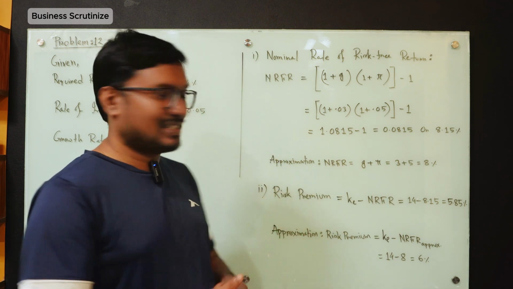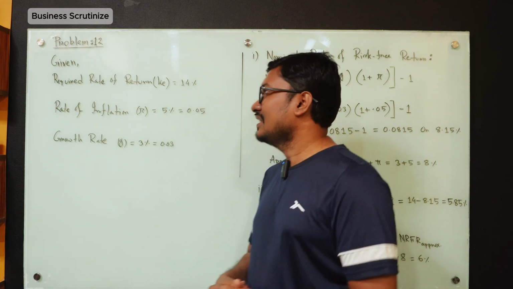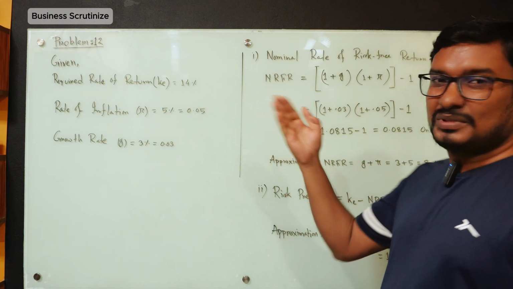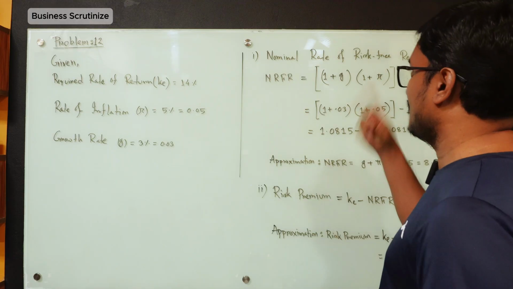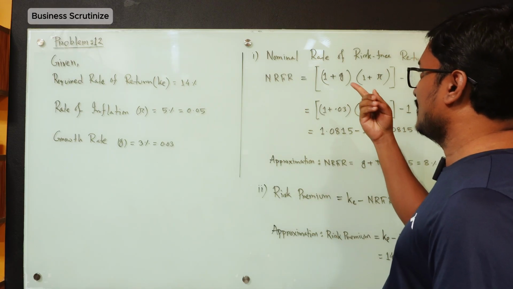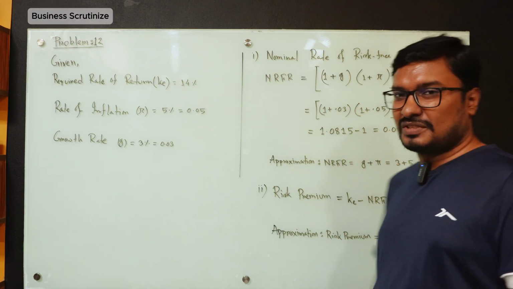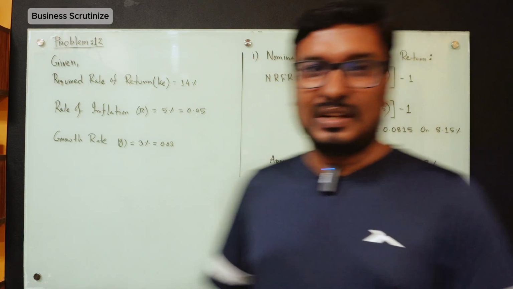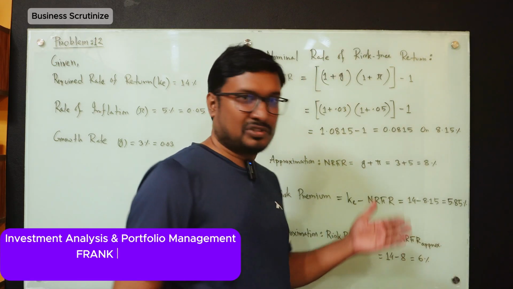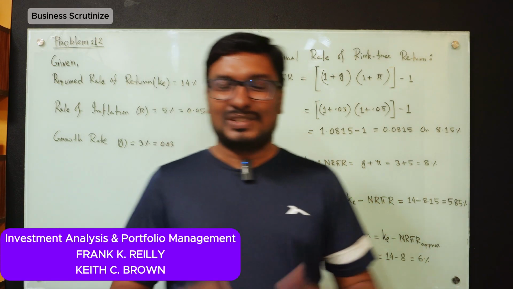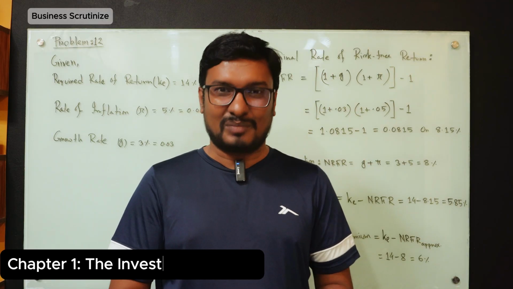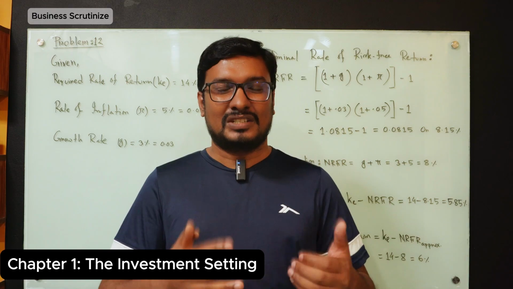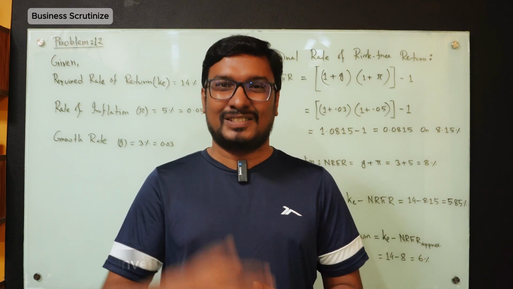So you have come to understand how to compute this problem, problem number 12, which is the last problem, as I mentioned. You have learned how to compute the nominal rate of risk-free return and the risk premium, and their approximation computations. I hope you have learned these chapters and all these problems. So that concludes today's class and this chapter as well.